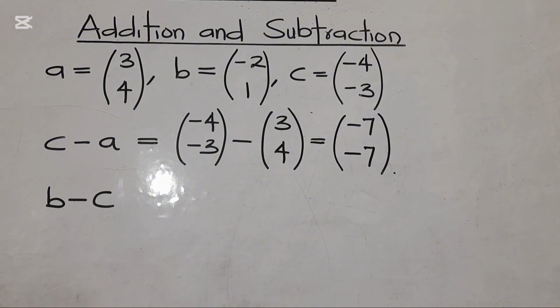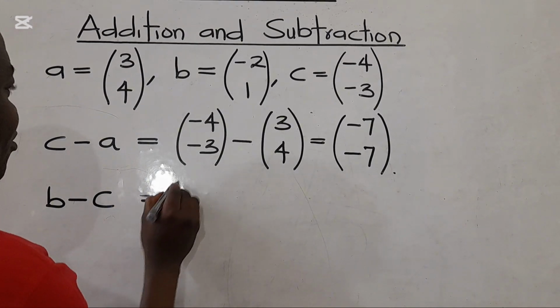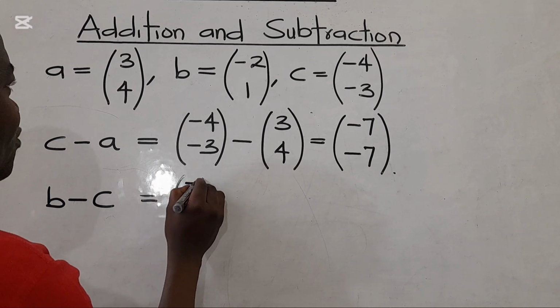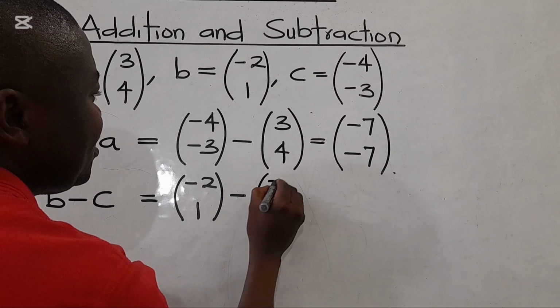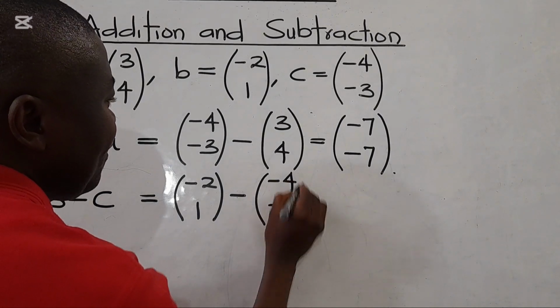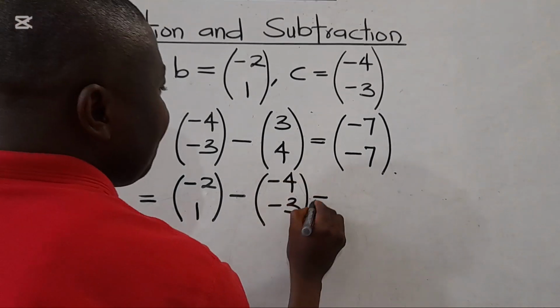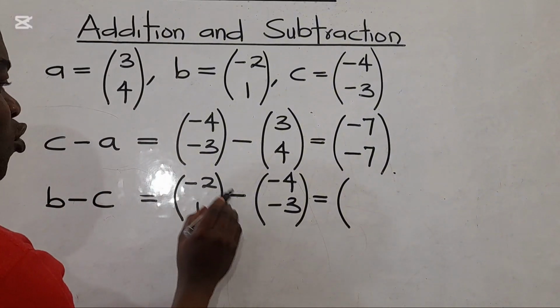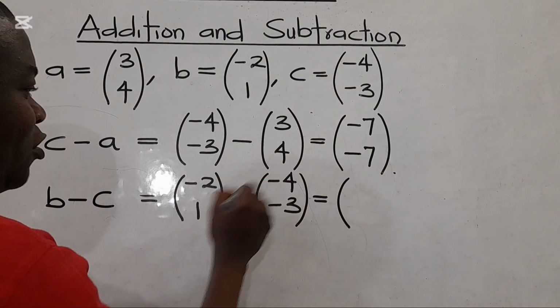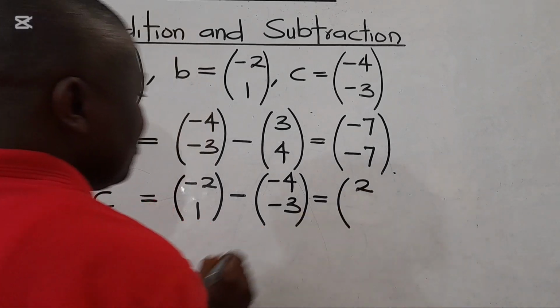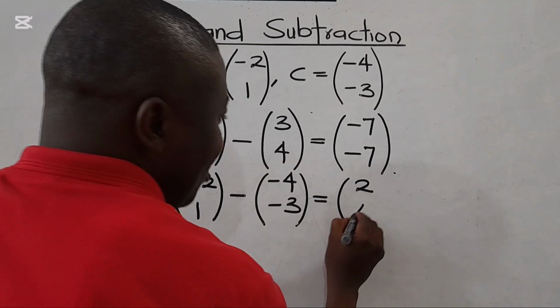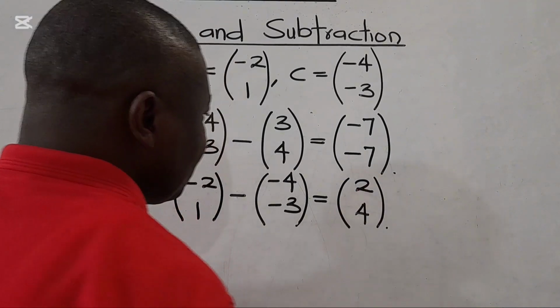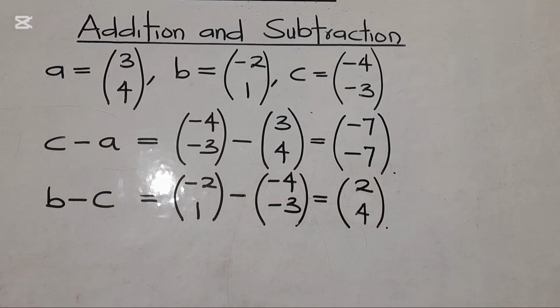Let's go to the next one, B minus C. B is -2 and 1 minus -4, -3. So you have -2 minus -4, which is -2 plus 4, which is 2. 1 minus -3, which is 1 plus 3, you have 4. So that is the answer.